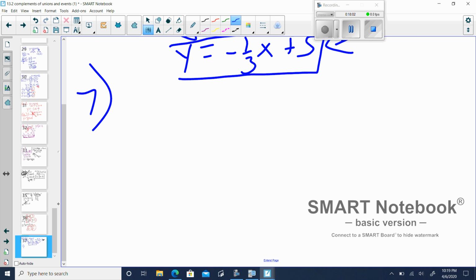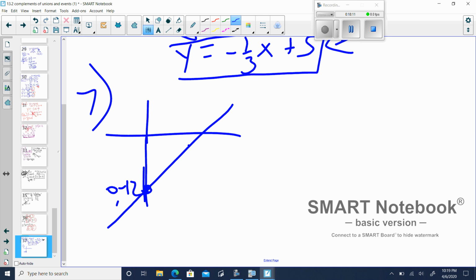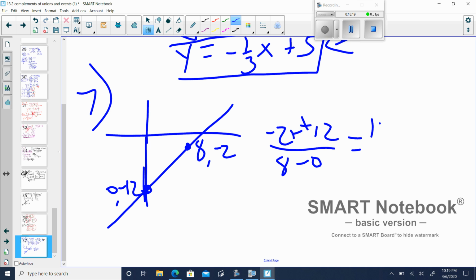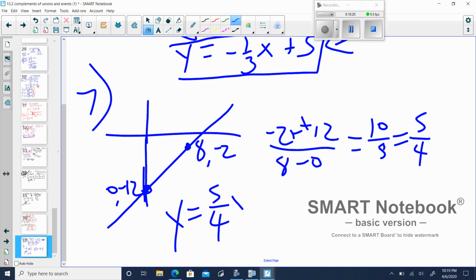On number 7, (0, -12), and they give us (8, -2). So y2 minus y1 all over x2 minus x1. So we get 10 over 8, 5 over 4. So y equals 5/4 x minus 12.